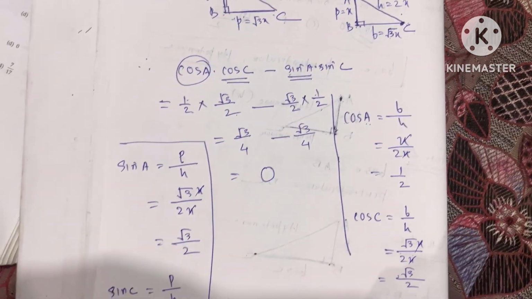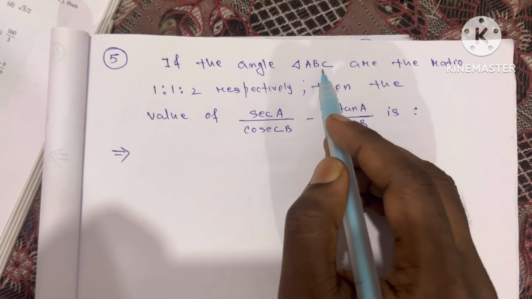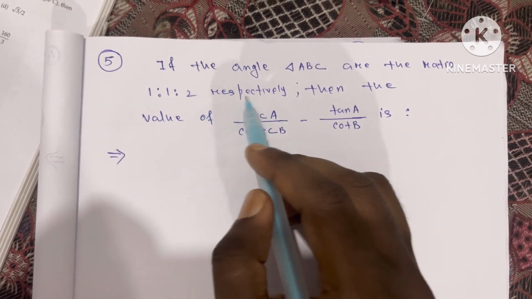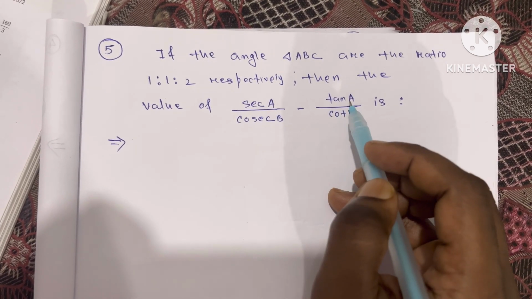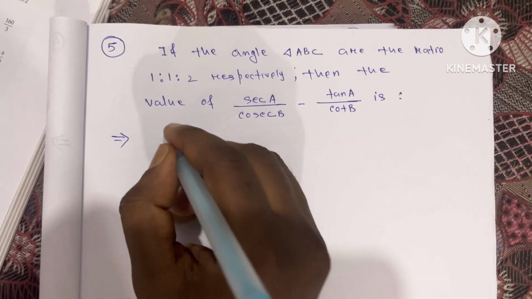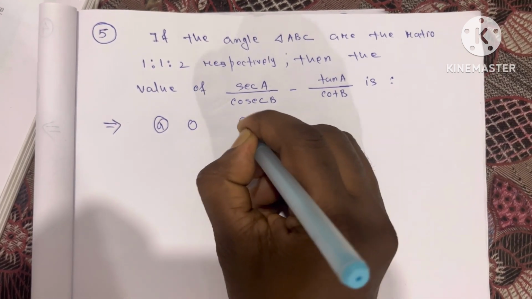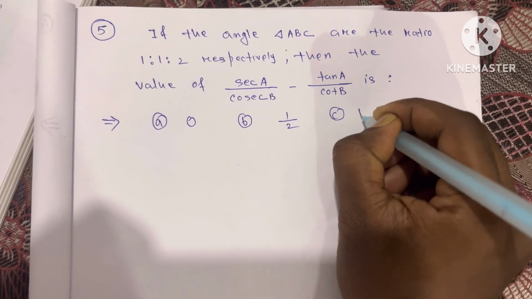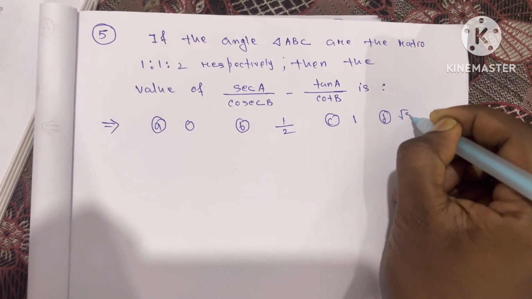So very easy. If the angles of triangle ABC are in the ratio 1:1:2 respectively, then the value of sec A by cosec B minus tan A by cot B is equal to: option A, 0. Option B is 1 by 2. Option C is 1, and option D is root 3 by 2.